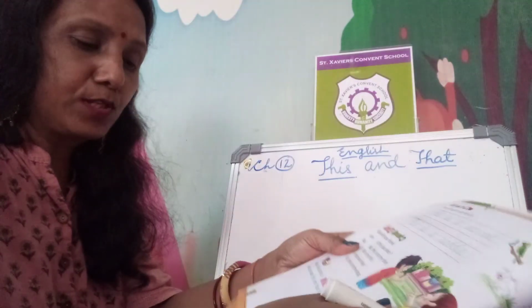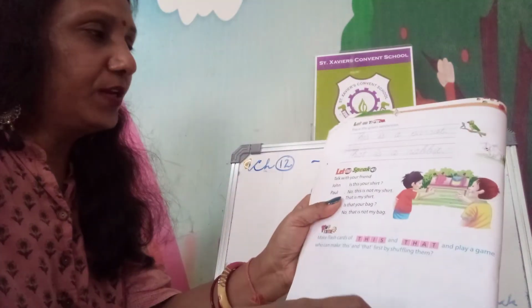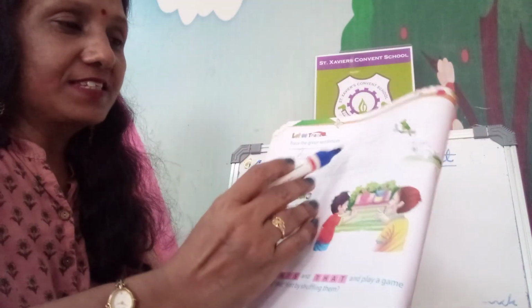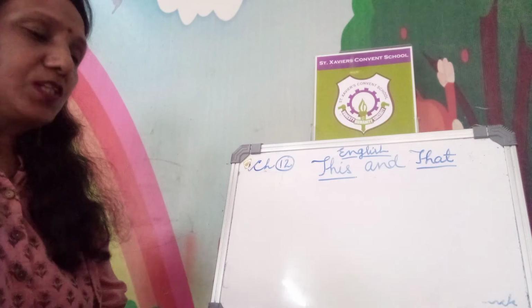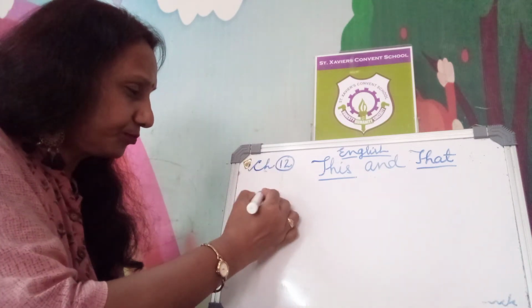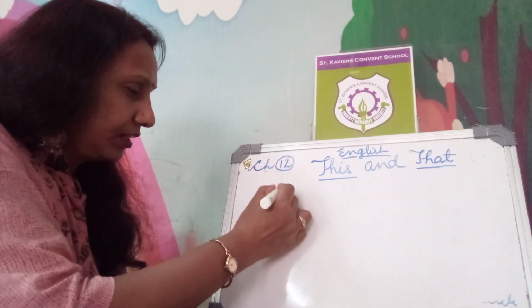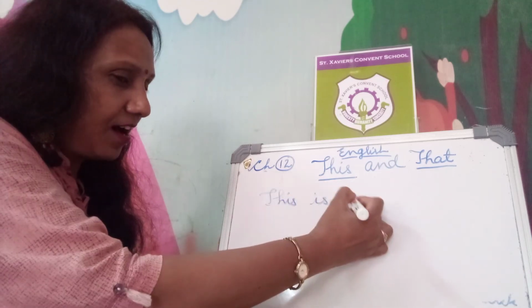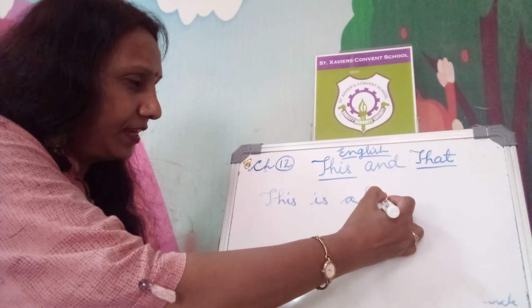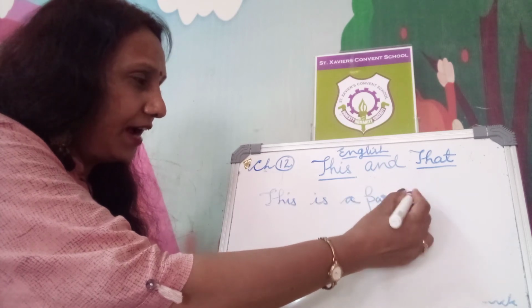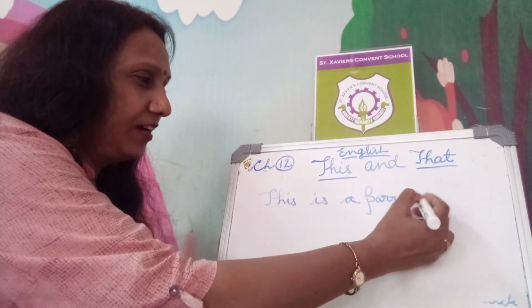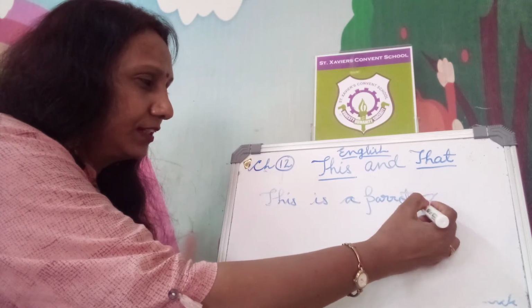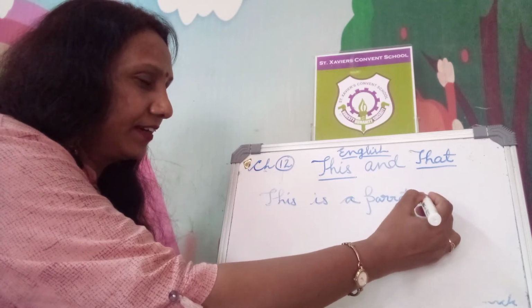And I will give you an exercise. You must try yourself also. Page number 64, open. You see that? Just trace the sentence. This is a parrot. First you write it in good writing. This is a parrot. P-A-R-R-O-T. Parrot. Parrot is where? Near. This is a parrot.